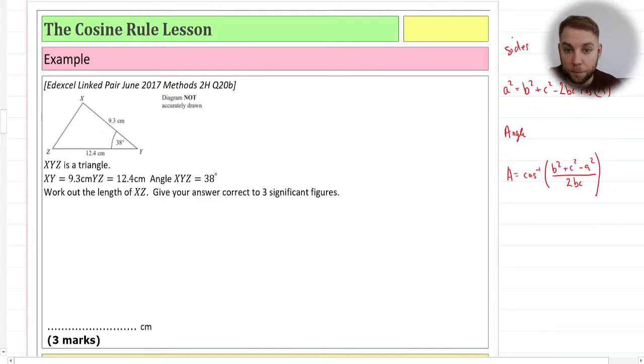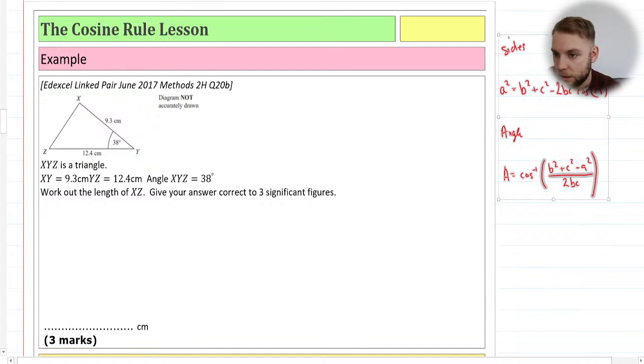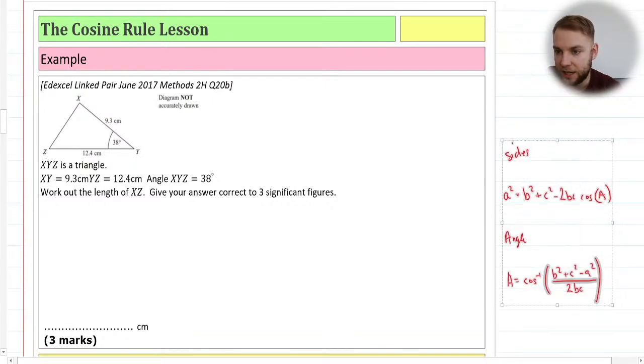So we've got an actual past paper question here. This came up in June 2007 on the Excel paper. So have a go. I'll just move that down so you can use those there. So have a go at this question here, and then I'll go through it in a little second.